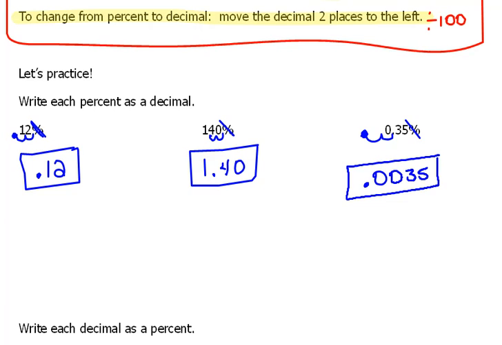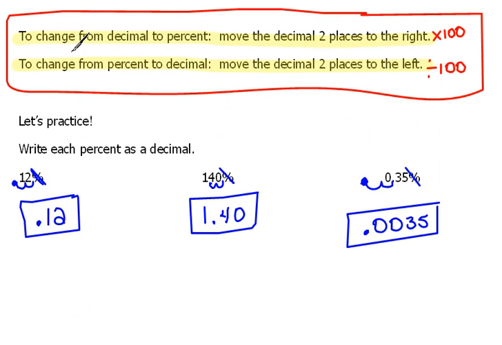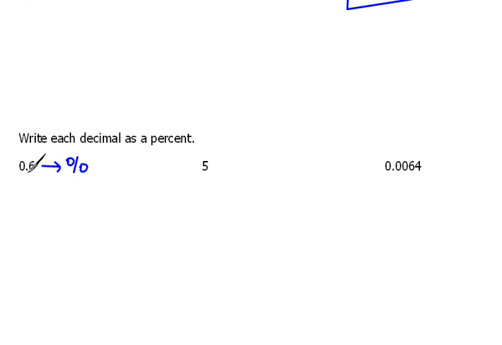Okay, let's go the other way. Now these say write each decimal as a percent. So this time we want to move it towards the percent. We want to add a percent symbol. And from our rules, if you'll remember the rules that we just talked about, to change from a decimal to a percent, we move the decimal 2 places to the right. Or multiply by 100 is another way of saying that. So we're going to take this decimal and move it towards a percent sign. So this would be 60%.